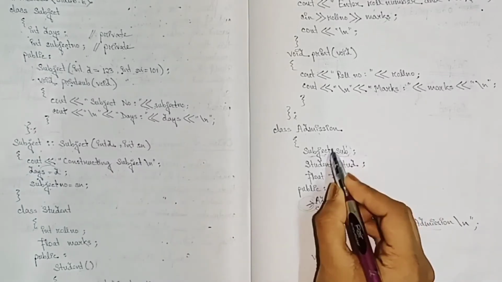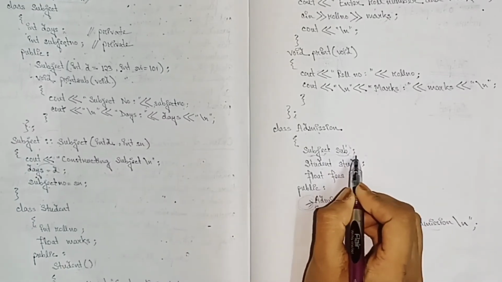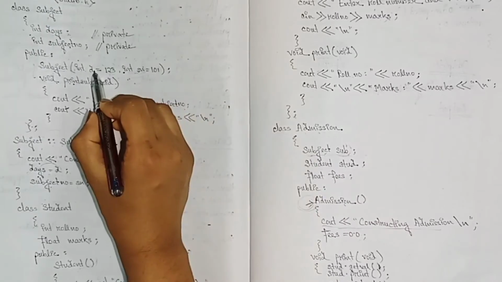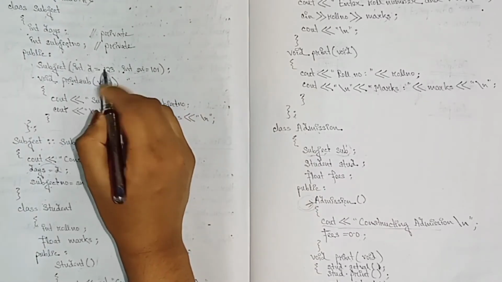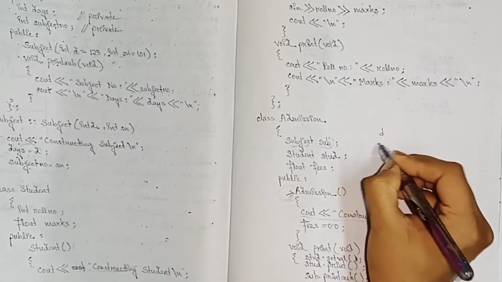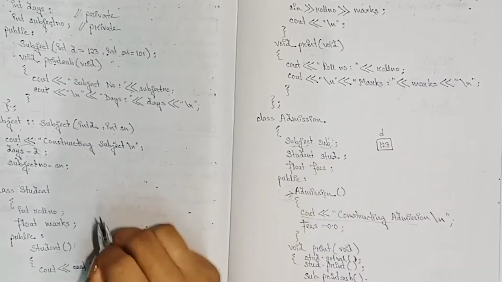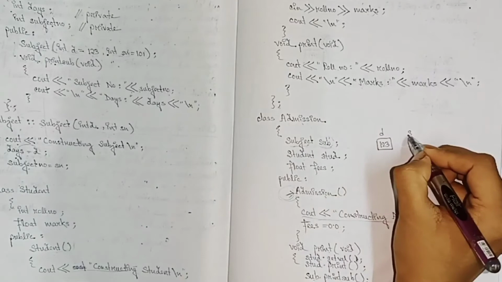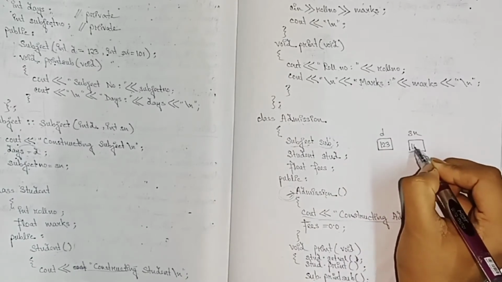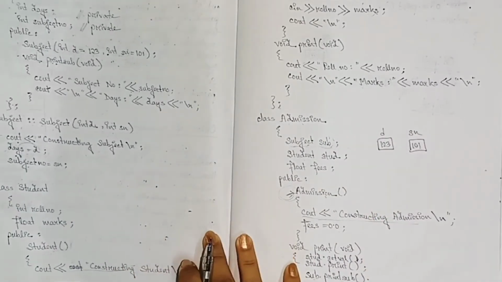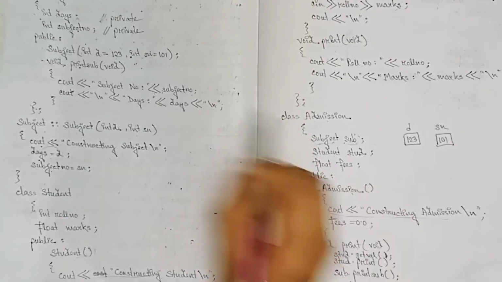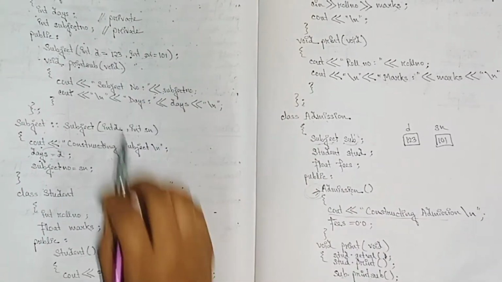Since this particular object does not have any parameter inside it, it will take the default argument values. This value 123 will be stored in the memory, and the value 101 will also be stored in the memory. And then it has invoked the constructor.